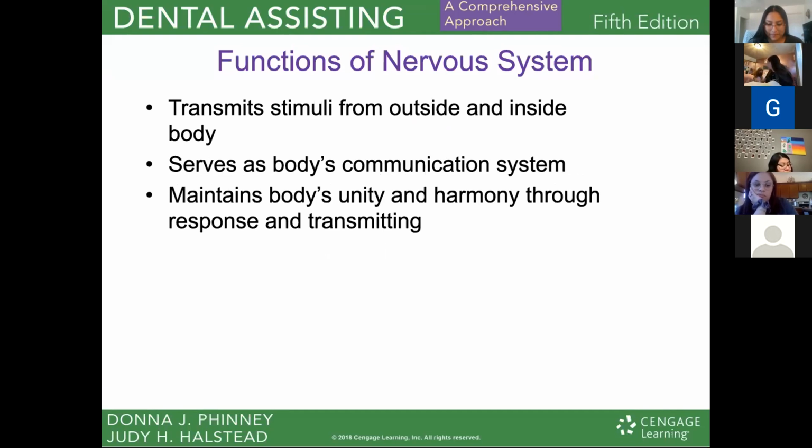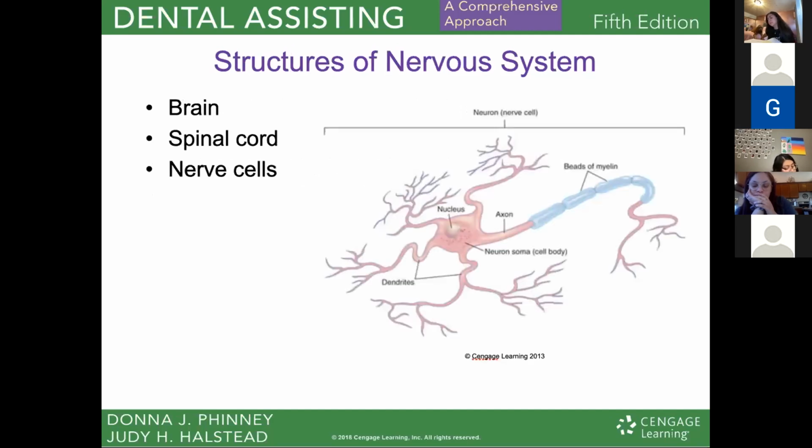All of these different systems, or these body systems, work independently, but they also have to work together in order to create that homeostasis. And the nervous system is what connects all of them together. So, structures of the nervous system. The brain, the spinal cord, and the nerve cells are the three sections of the nervous system.